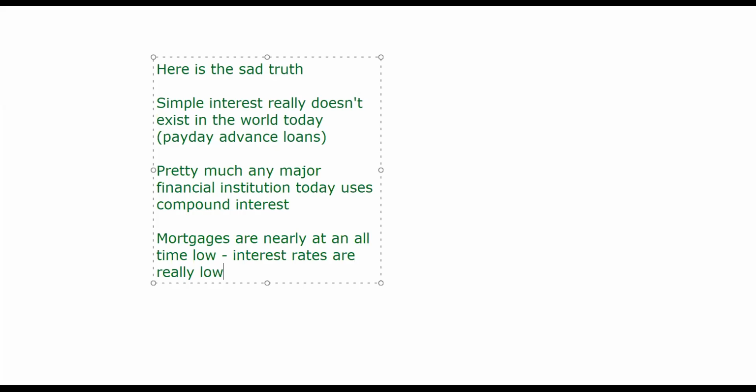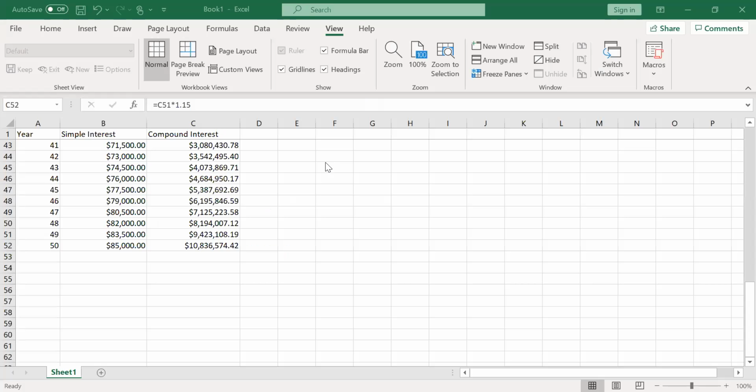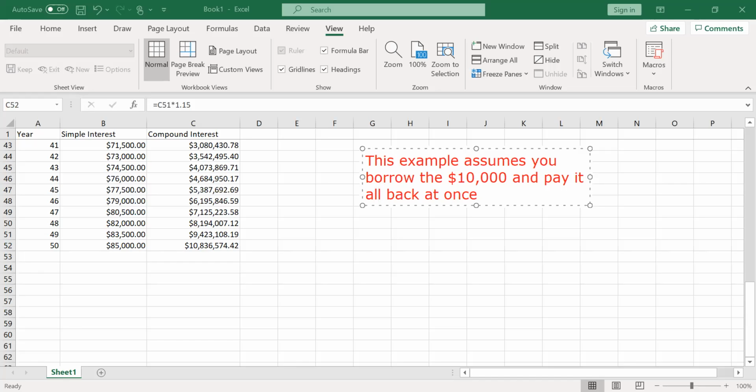Another thing is the example we did here in Excel. This example assumes you borrow the 10,000 and pay it all back at once a number of years later. This is called a lump sum. That's not really how it works, is it? When you borrow money for a mortgage, to buy a house, when you borrow money for a car, things like that, you don't really do it that way. What you do is you borrow the money and then you pay it back in installments, usually monthly payments over time. And because you're doing that, you're knocking down your total interest than if you just let it simmer.